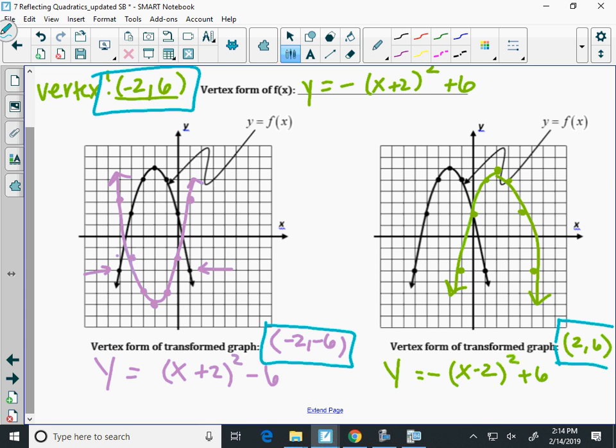Questions over that? So you said over the y, x changes, and over the x, the y changes. So whatever we are reflecting over is going to stay the same, and the opposite of that will change the sign. That's something to observe. Okay? Questions over that?